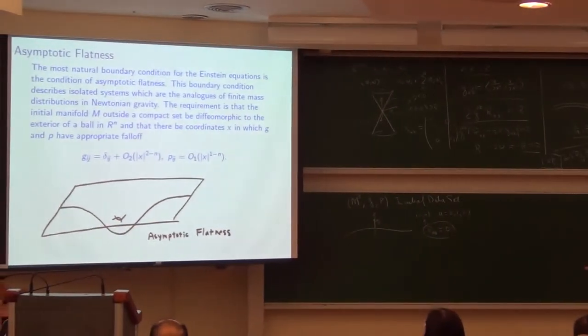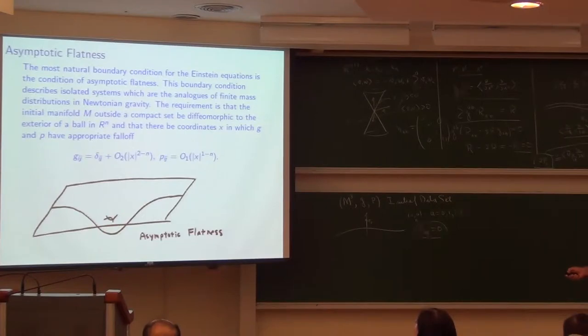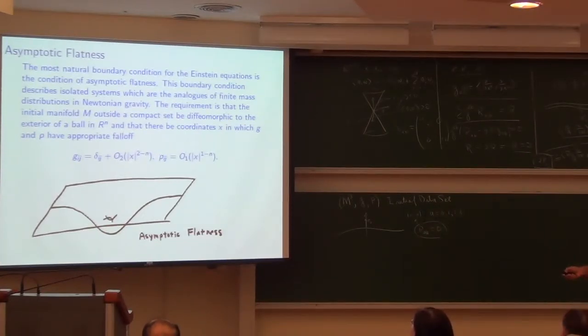So it's kind of a boundary condition for the initial data. So it says that in suitable coordinates, the metric falls off at a particular rate. And here I put a sort of standard rate of falloff that's assumed, but I'm going to be looking more generally at what sort of asymptotics one can achieve through the constraint equations in this talk.